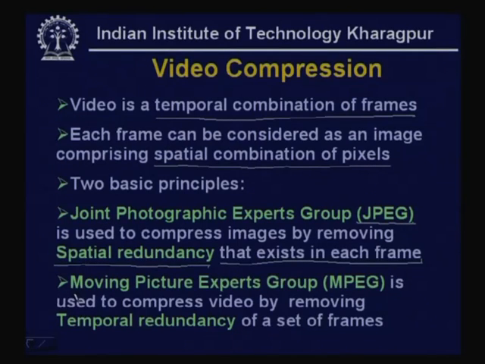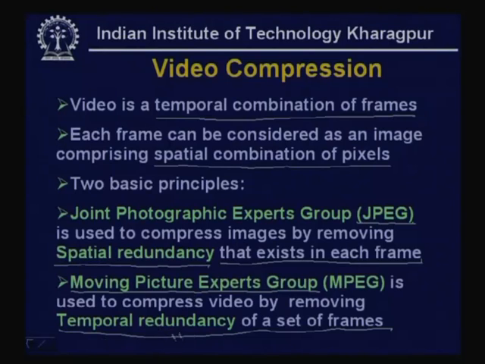On the other hand, MPEG, which is the Moving Picture Experts Group standard, is used to compress video by removing the temporal redundancy of a set of frames, because the differences between two adjacent frames can be very, very small. So, that is being exploited as temporal redundancy. So, these are the two techniques used. First, let us focus on JPEG.